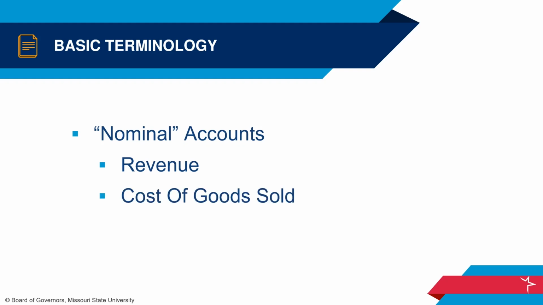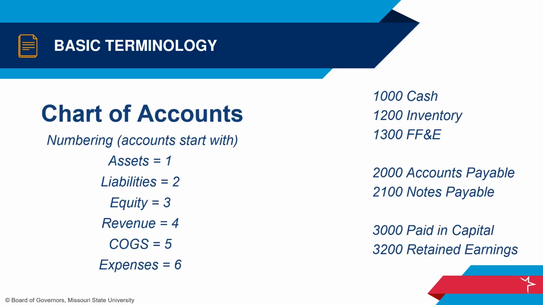Let's take a look at some nominal accounts. Revenue is another term for sales. Cost of goods sold, or COGS, is the cost of items purchased for resale or cost of manufacturing an item for resale. Expenses are all other costs of doing business, and you may hear them referred to as operating expenses. If someone asks about your income statement, profit and loss, or P&L, that's where you'll find these accounts.